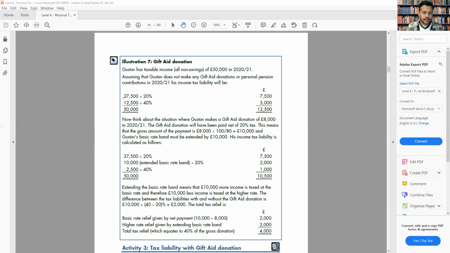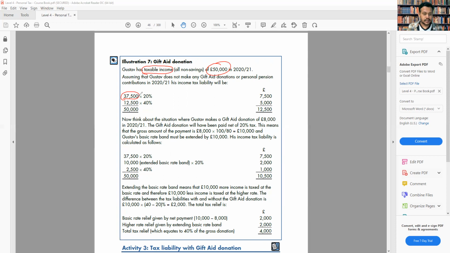So 37,500 at 20%. Remember, this is taxable income. Taxable income means after the personal allowance. Be very careful: net income is before the personal allowance, taxable income is after the personal allowance. So if the question says taxable income, that means it is after the personal allowance. So taxable income is 50,000, and we have to pay the tax on 50,000.